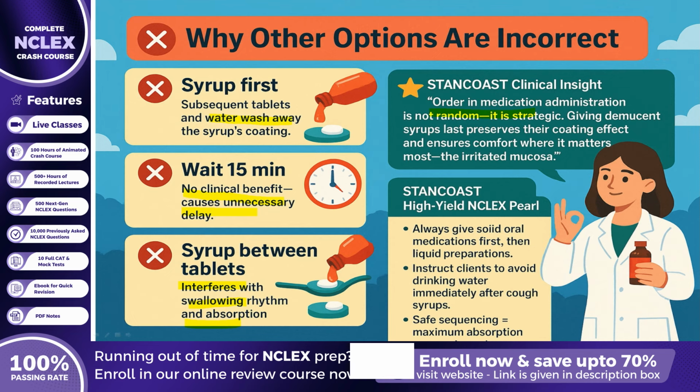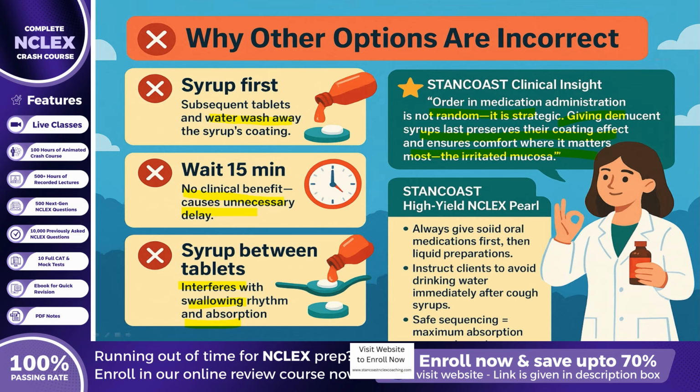Option B, waiting 15 minutes after the syrup, is also incorrect, because it disrupts workflow and provides no added therapeutic value. Option C, giving the syrup between tablets, is equally unsuitable as it can interfere with swallowing rhythm and may affect drug absorption or comfort. Transitioning now to NCLEX clinical insight. Order in medication administration is not arbitrary, it is strategic. Giving demulcent syrups last preserves their coating effect, ensuring comfort where it matters most, the irritated mucosa.